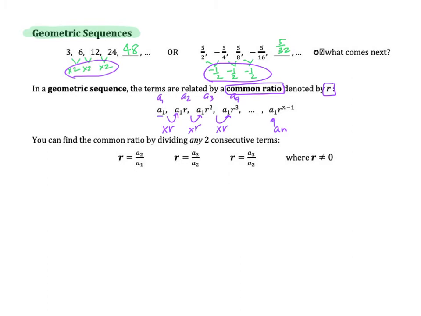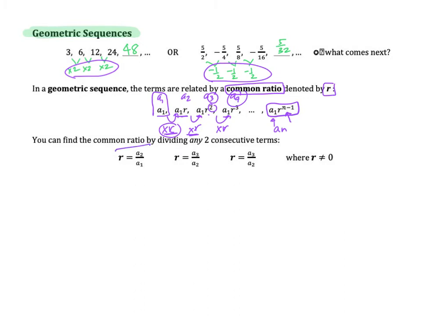So if you have your first term, a sub 1, you get your second term by multiplying it by 1 common ratio. To get your third term, you multiply the first term by 2 common ratios. To get the fourth term, you multiply by 3 common ratios. So to get the nth term, you multiply the first term by n minus 1 common ratios.